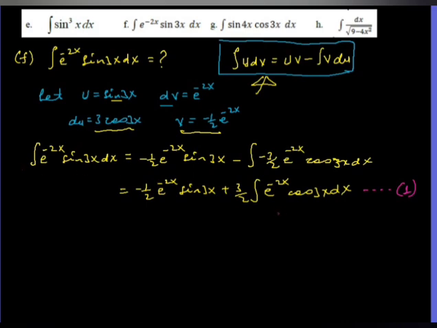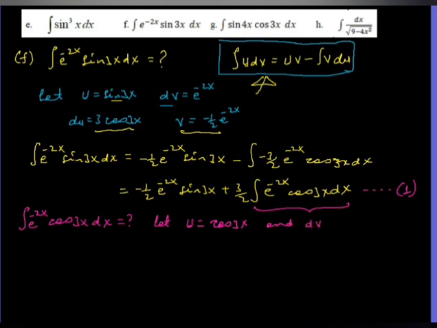So we have to calculate the integral of e to the power of minus 2x times cos 3x dx. Again, we have to apply integration by parts on this. So let u here be cos 3x and dv be e to the power of minus 2x. So du becomes minus 3 times sine 3x and v becomes minus half of e to the power of minus 2x. So we apply the formula here.